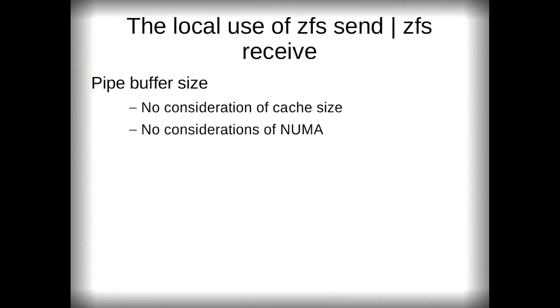And it doesn't have any considerations about NUMA, which means if you're piping between two cores that are talking to the same L1 cache, if you can keep that data in the L1 cache, it's a performance benefit. Pipe code doesn't know anything about that.